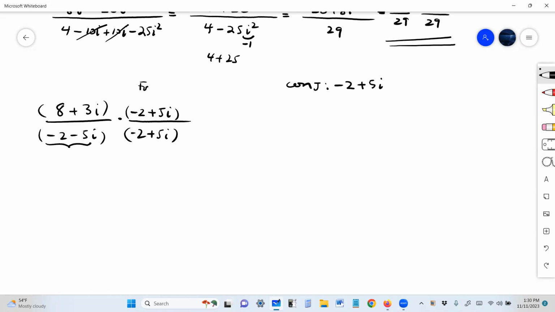So in this case, I have to FOIL both numerator and denominator. So let's do that. So I have 8 times negative 2 on the numerator, minus 16. 8 times 5i plus 40i.